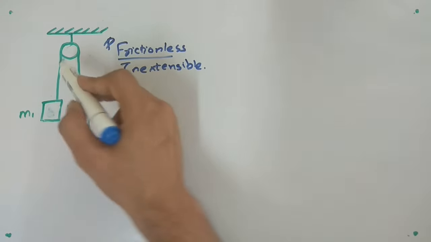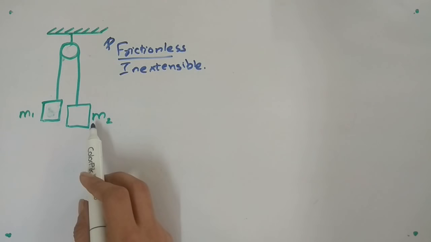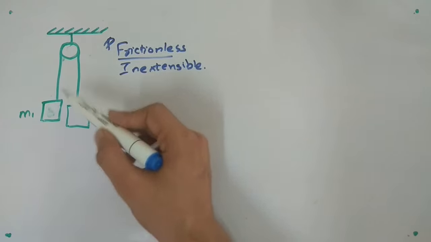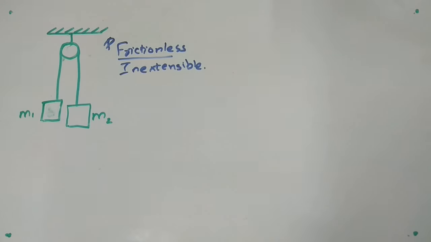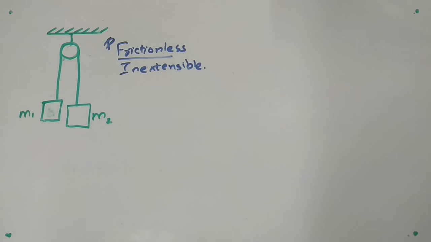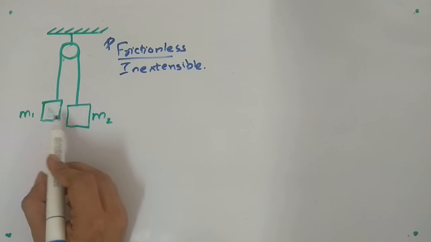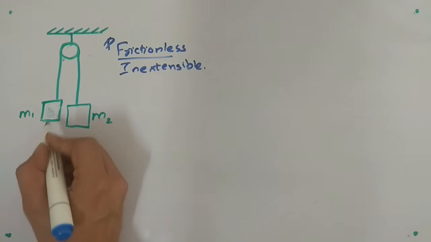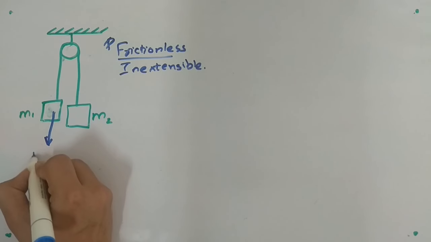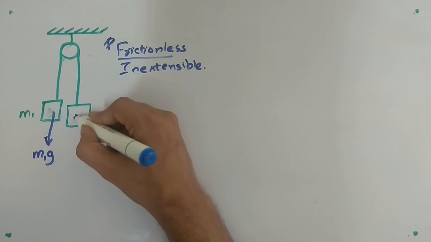That there is a frictionless pulley over which these objects of masses m1 and m2 are suspended through a light inextensible string. Now, as I've already explained in the previous videos how to solve these type of questions, first we have to determine all the forces. Now, if there are two objects, so obviously their weight will act in vertically downward direction. So let this weight be m1g. And the weight of object of mass m2 will be m2g.